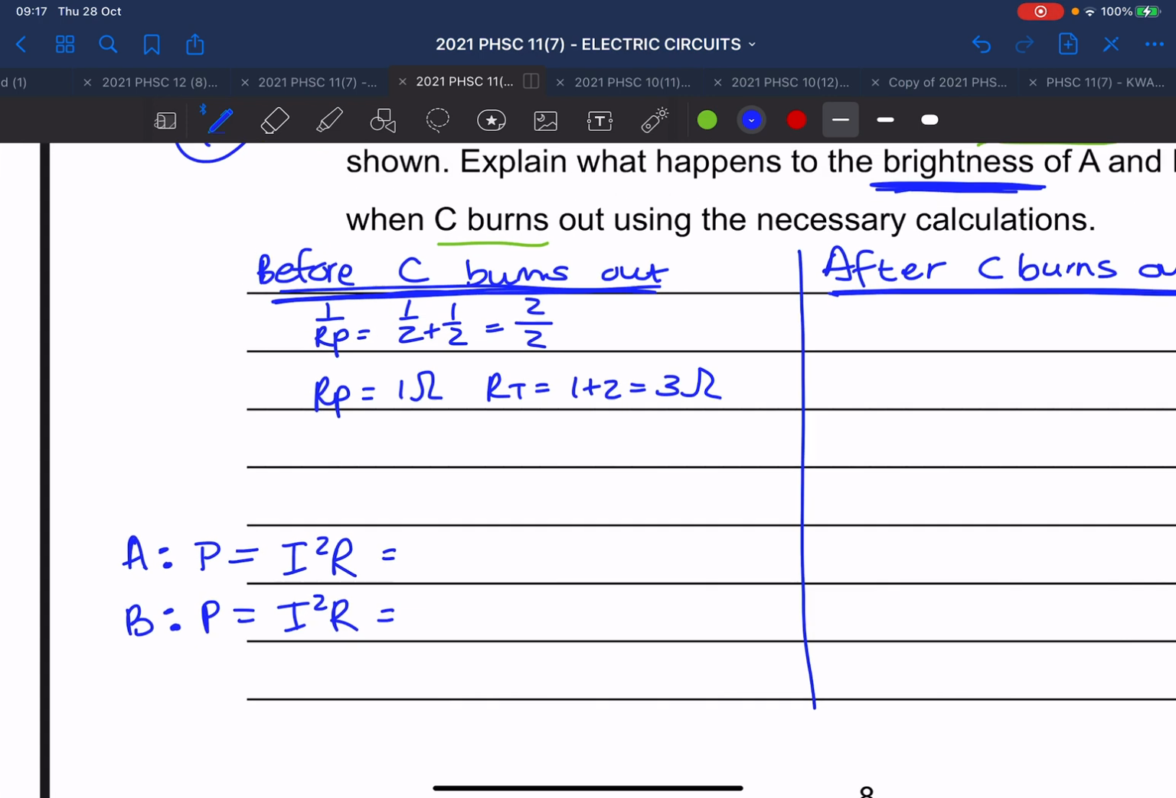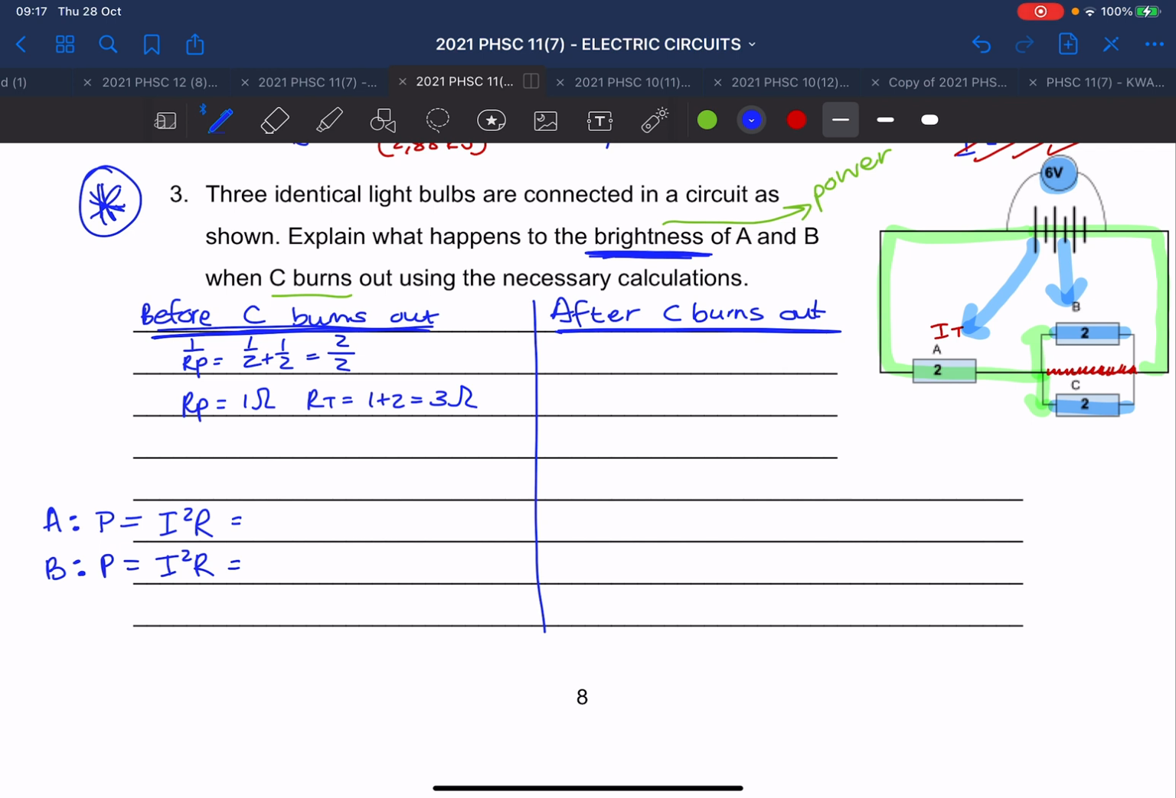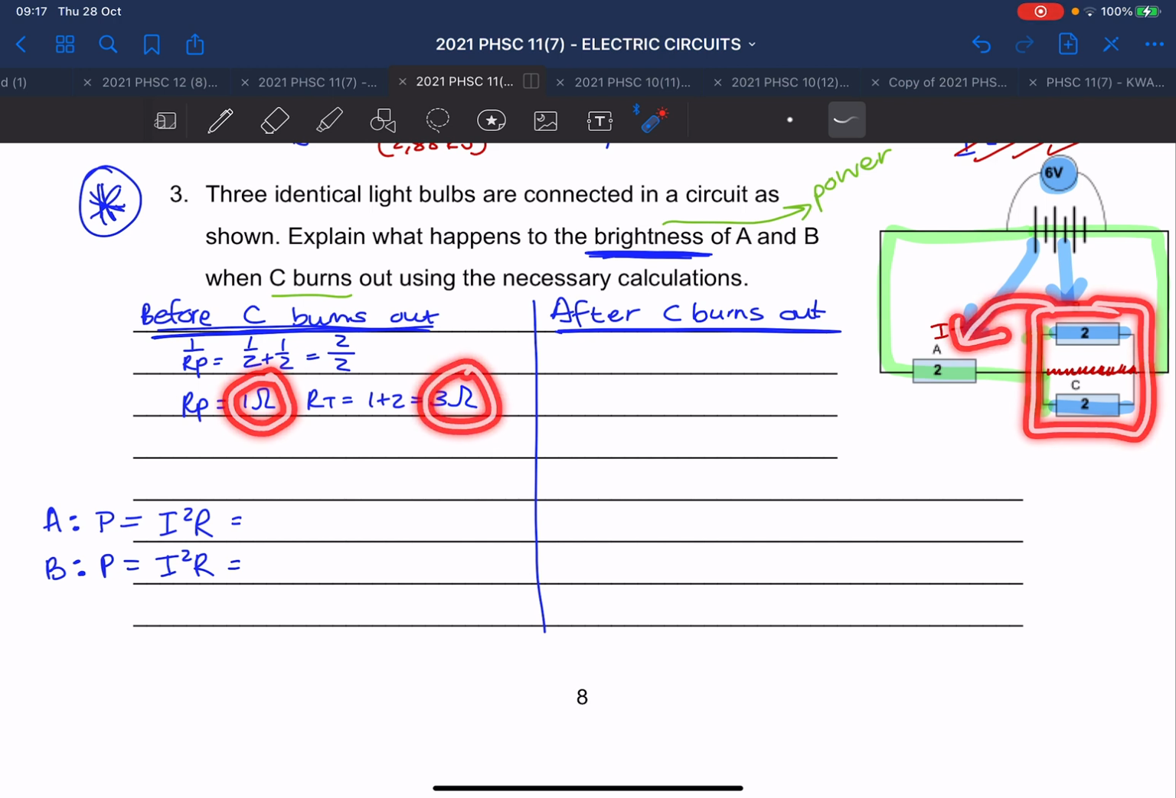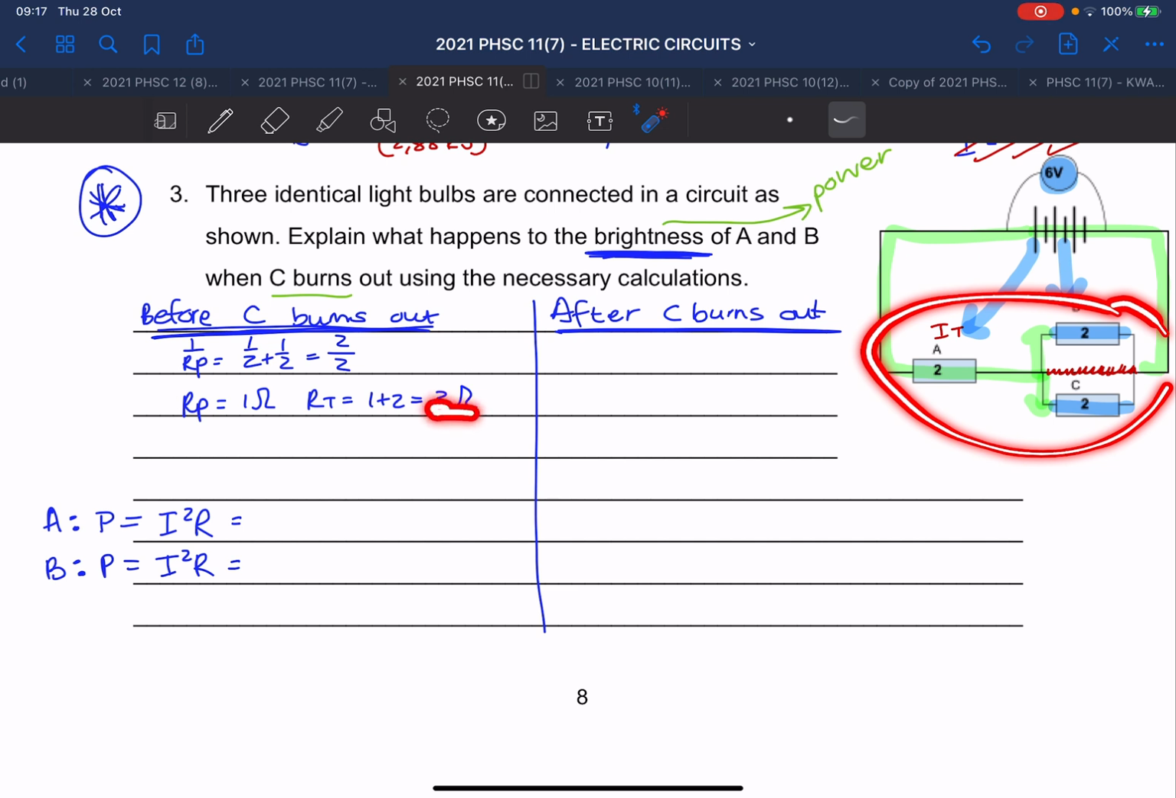Okay, so I'm going to just go to my picture. So this together is 1 ohm. And then you add it to that one to get 3 ohms. So the total circuit's resistance is 3 ohms.